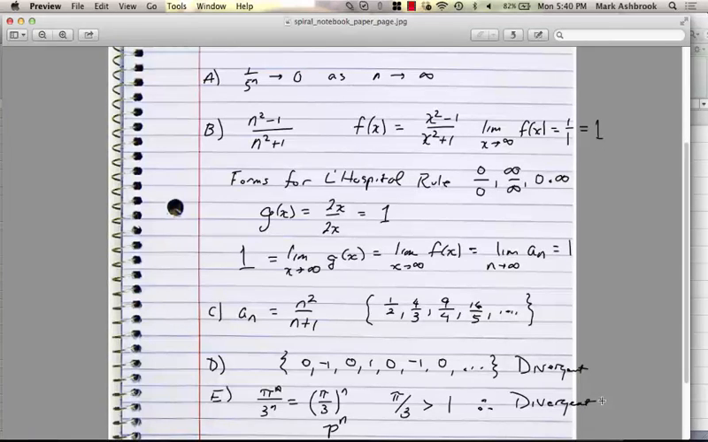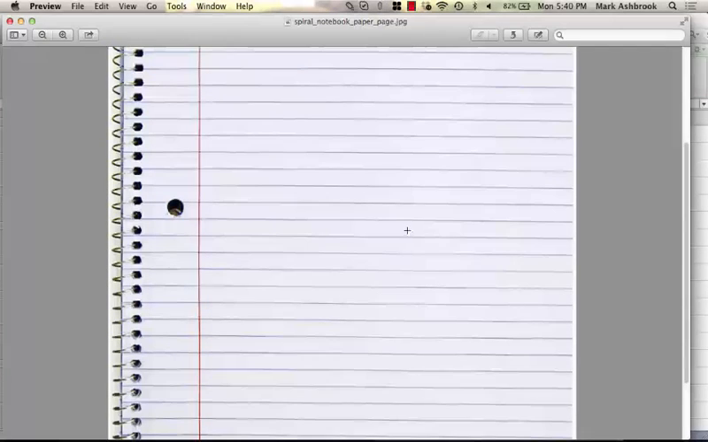Was that the last one I gave you? Yes. Okay. Questions on these examples? Okay, let's do some more. More examples. Divergent or convergent?